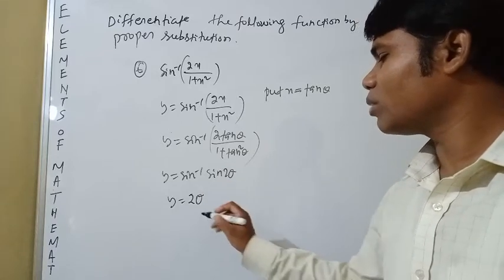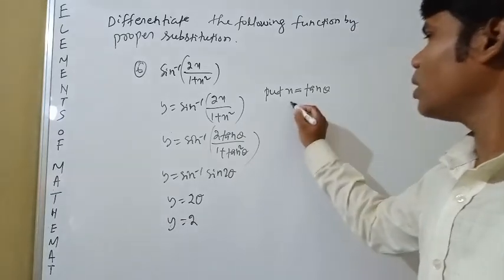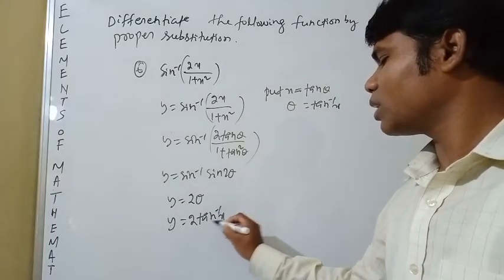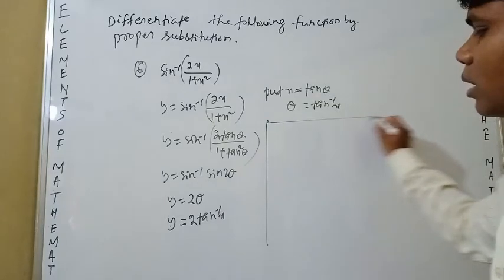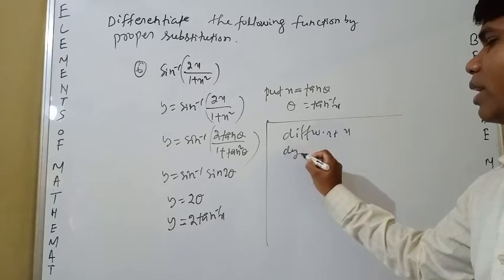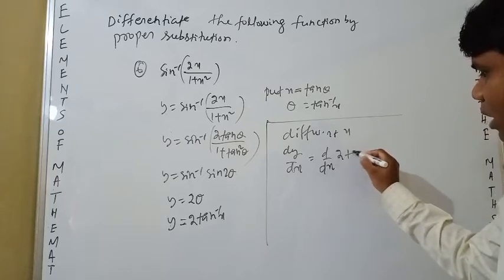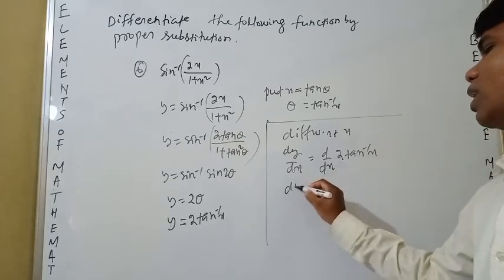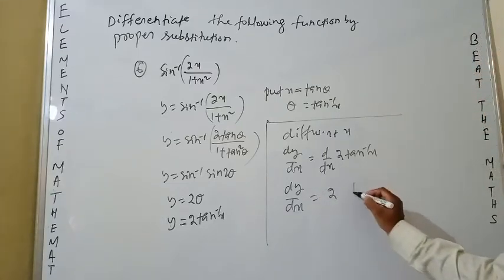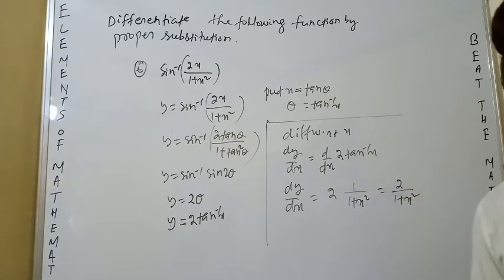Sin inverse, sin will cancel out. Y is equal to 2 theta. Theta is equal to how much? Tan inverse x. So y is 2 tan inverse x. Differentiate with respect to x. dy by dx is equal to d by dx of 2 tan inverse x, which is 2 times the derivative of tan inverse x, that is 1 by 1 plus x square, so it is equal to 2 by 1 plus x square. Pause the video, note it down.